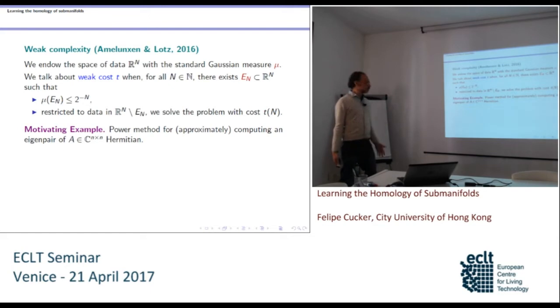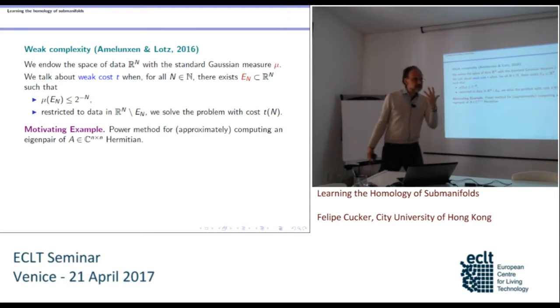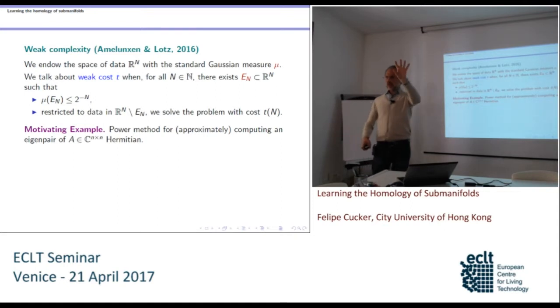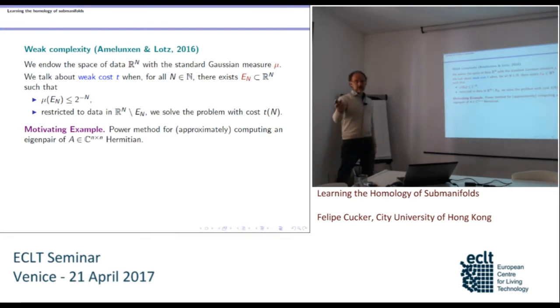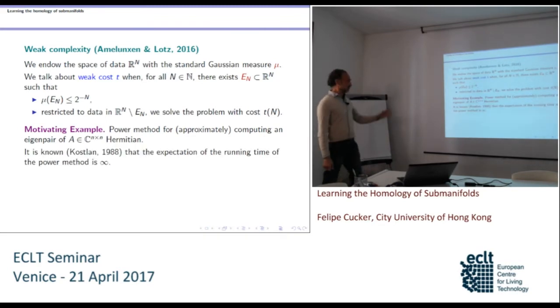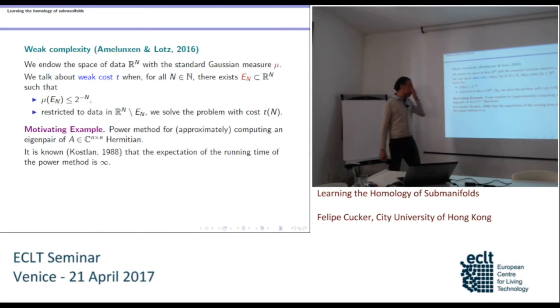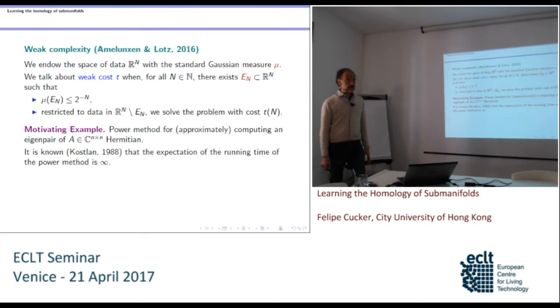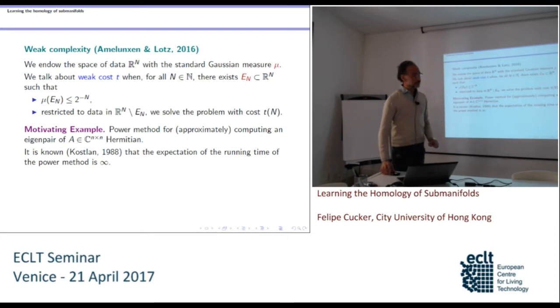The motivating example is the following. Do you know what the power method for computing eigenpairs is? It's a very, very simple method for computing eigenpairs, pairs of eigenvalue and eigenvector of a square matrix. If you talk with practitioners, they tell you this works very, very well. It's fast, it's reliable. If you talk with theoreticians, they tell you that in 1988, Kostlan proved that the expectation of the running time is infinite. In principle, I will do an infinite number of iterations. It's the expectation. And yet it works perfectly well in practice.